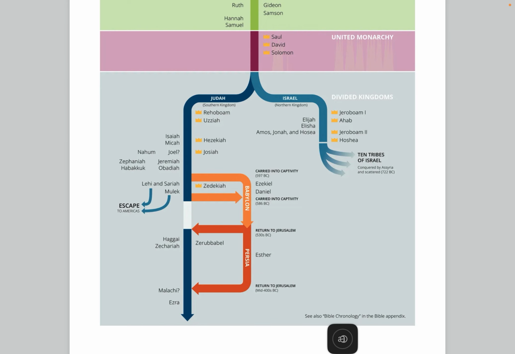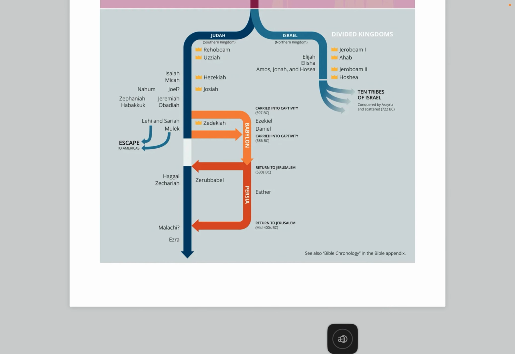We have the kings Rehoboam, Uzziah, Hezekiah, Josiah. We've got Jeroboam the first, Ahab, Jeroboam the second, and Hosea. And then we just go through all these different things. As you see, the 10 tribes of Israel get conquered by Assyria and scattered. Then more stuff about Zedekiah, Babylon. We've got Zerubbabel. We've got Esther. We've got all these other prophets: Isaiah, Micah, Joel, Jeremiah, Obadiah. If you notice, by Joel, they have a question mark.